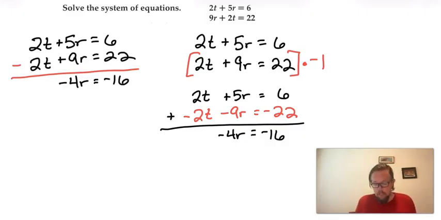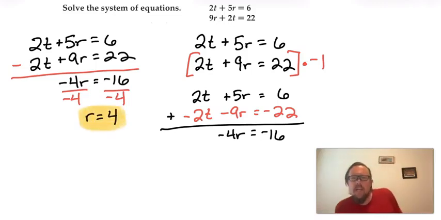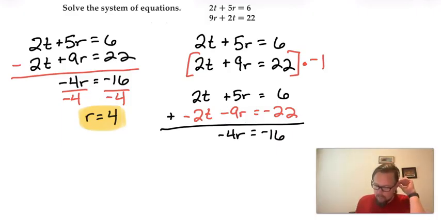Regardless of the way you choose to do it, the next step is pretty clear. I use the division property of equality, and I learn that r equals 4. So there's half my answer right there. r is 4. Once I know the value of r, I then need to go find the value of t. And I've got several options for where I could plug in. I could plug it into either of the original two equations.